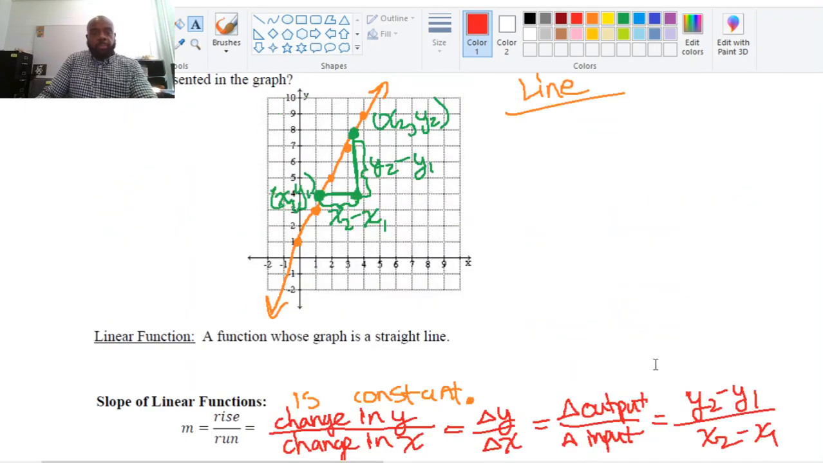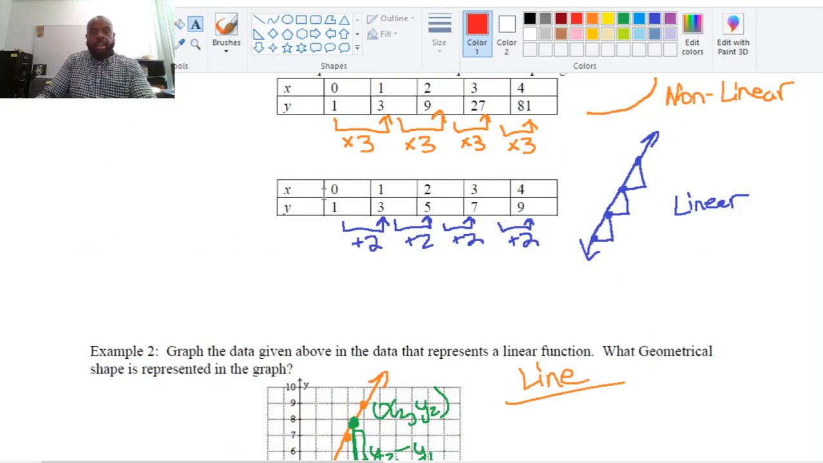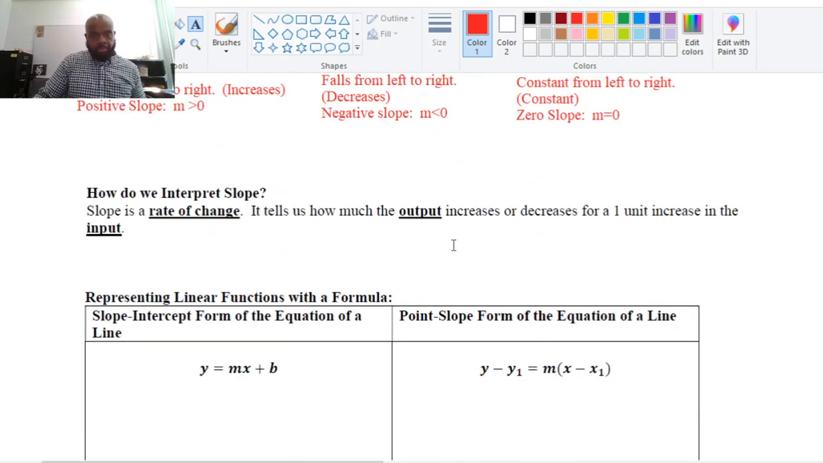So let me go to this table here, right? Notice our x values are increasing by 1 unit. The slope is always given with that understood, that there's a 1 unit increase in your input when we look at the number of the slope. And it tells you how much your output increases or decreases, all right?